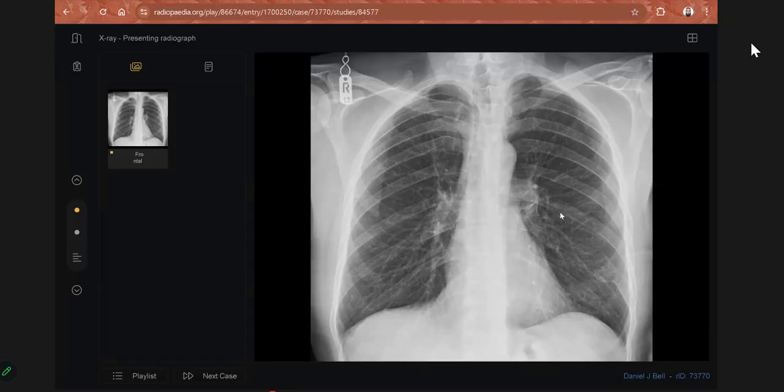So how do you proceed further? For further workup, I will go for CT chest, abdomen, and pelvis of this patient with contrast. Okay.